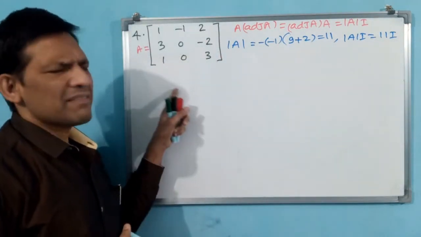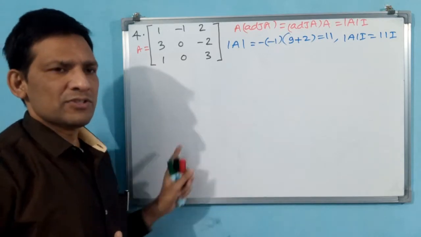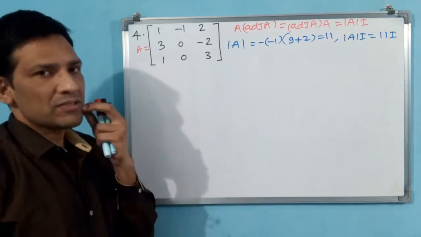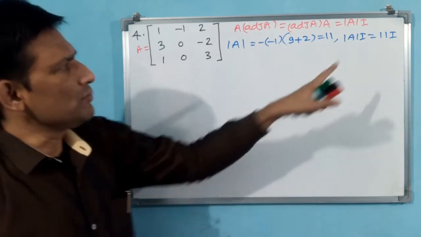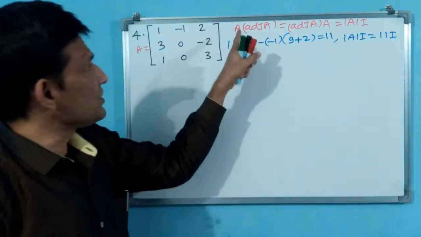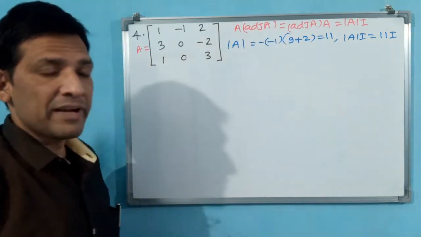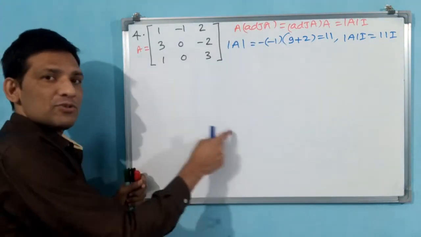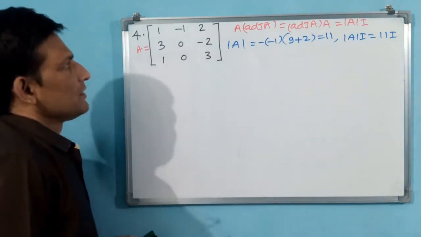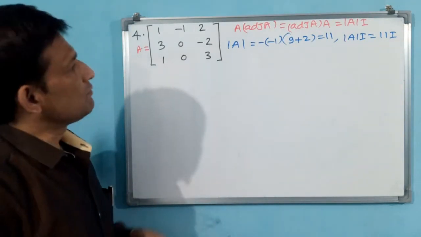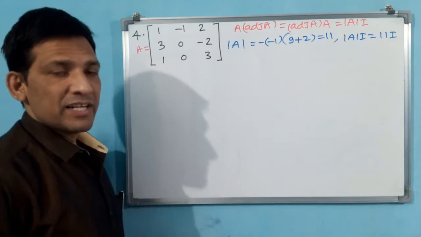We need not write 11 0 0, 0 11 0, 0 0 11 like that. Even if you write it, it is not wrong, but it is not required. Simply you can write 11I. That means A into adjoint A, 11I has to come. 11I means how will it come? 11 0 0, that again you can write as 11I. See, now what is the next step? Adjoint A. Finding adjoint A is the next step.